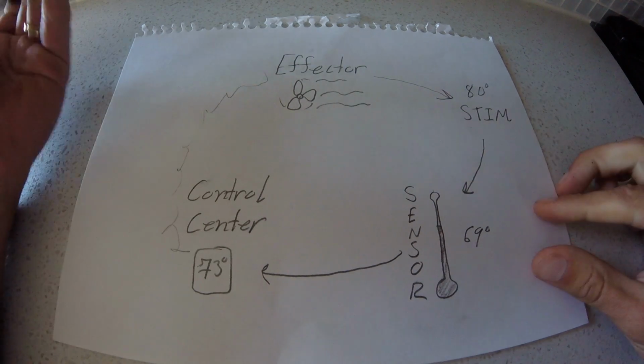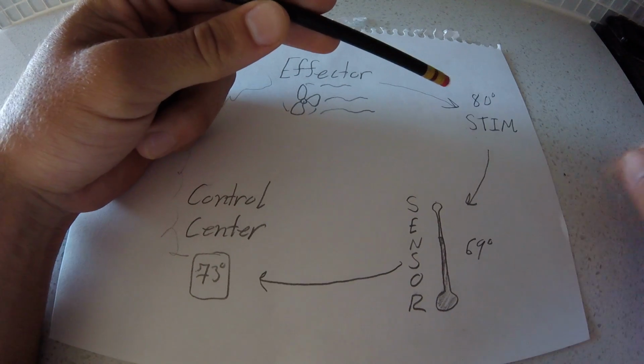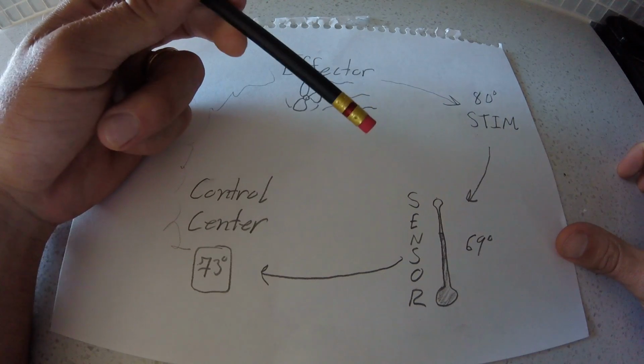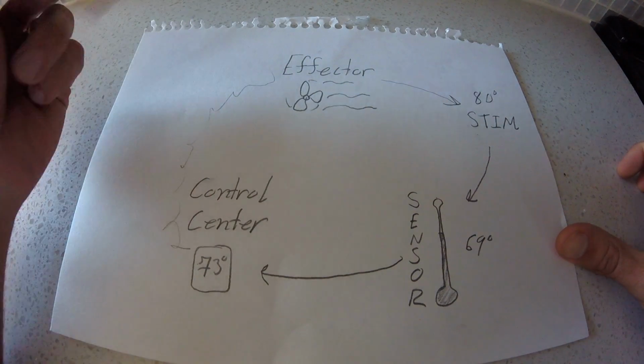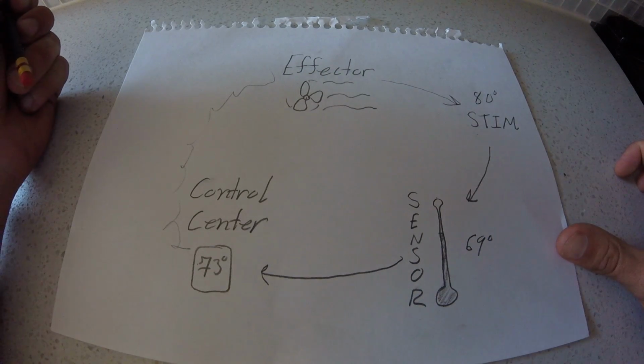So, with a negative feedback loop, you have a stimulus of some kind and a sensor that senses that stimulus. It communicates to a control center, which sends a signal to an effector, which will act on the stimulus.